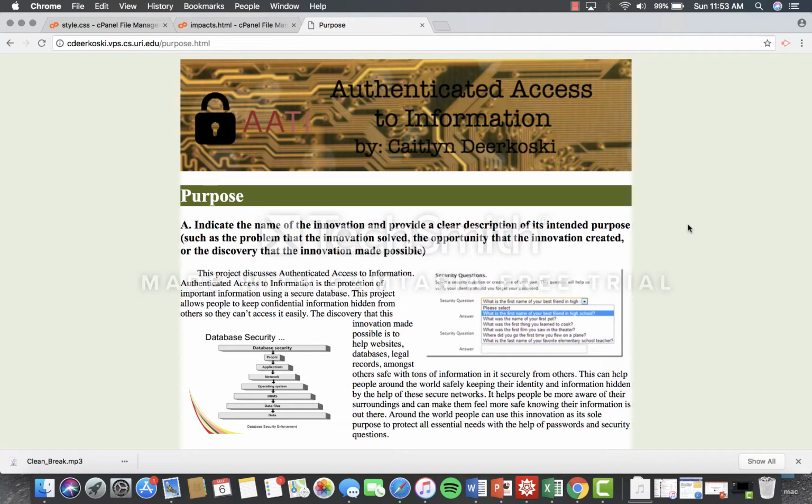The discovery my topic made possible was to help websites, legal documents, personal records, amongst other things, to be safely stored on the web. Wikipedia defines authentication as the act of confirming the truth of an attribute of a single piece of data claimed true by an entity. The picture on the right here shows an example of security questions that someone is inputting to verify it is them on a website. The picture on the left here shows how the data is secured through a series of steps. As you can see, it goes down, and then there are the questions that they're putting in with their information.